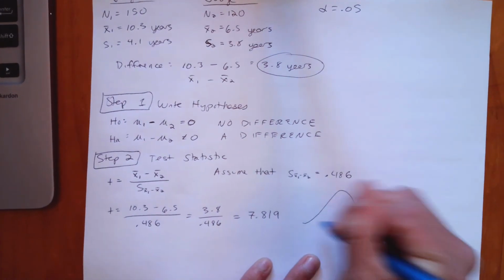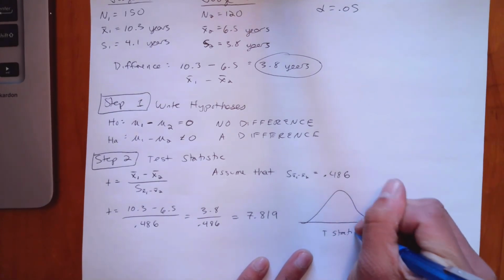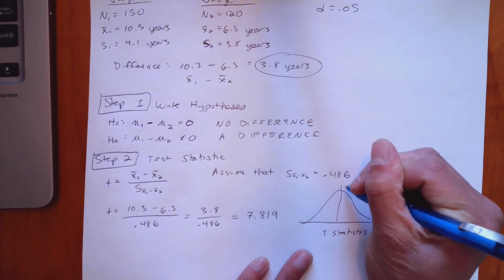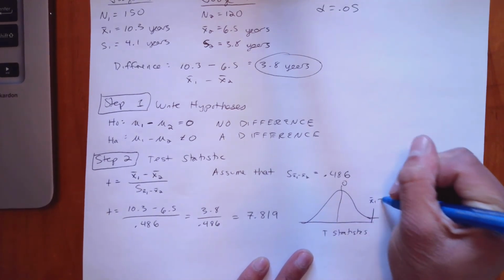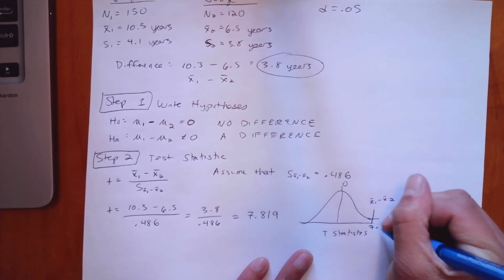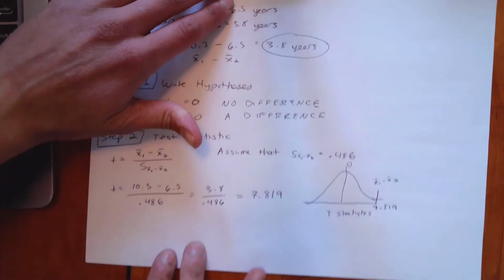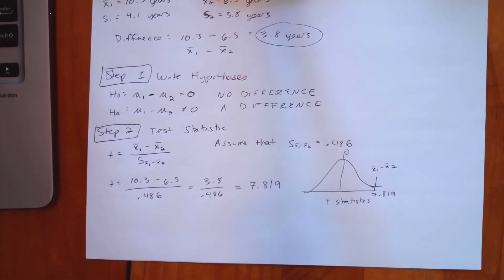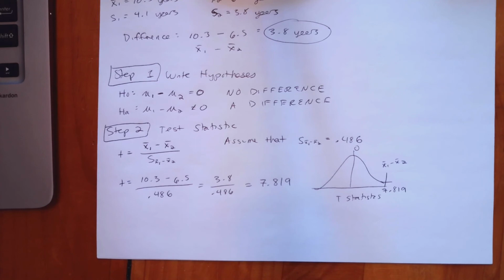So this means that on our standard t distribution, where we're counting in t statistics, our sample difference is somewhere out here at 7.819. And the longer you do this, the more you start to be able to just kind of eyeball what's going to be reject and what's going to be a not reject. You can try to take a guess if you'd like right now, but for now we're going to keep going through.